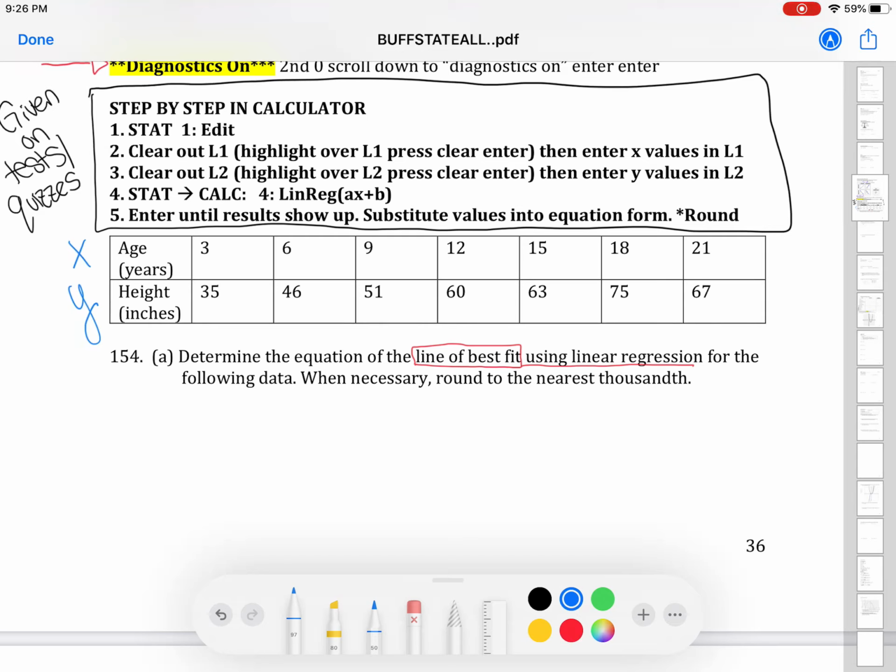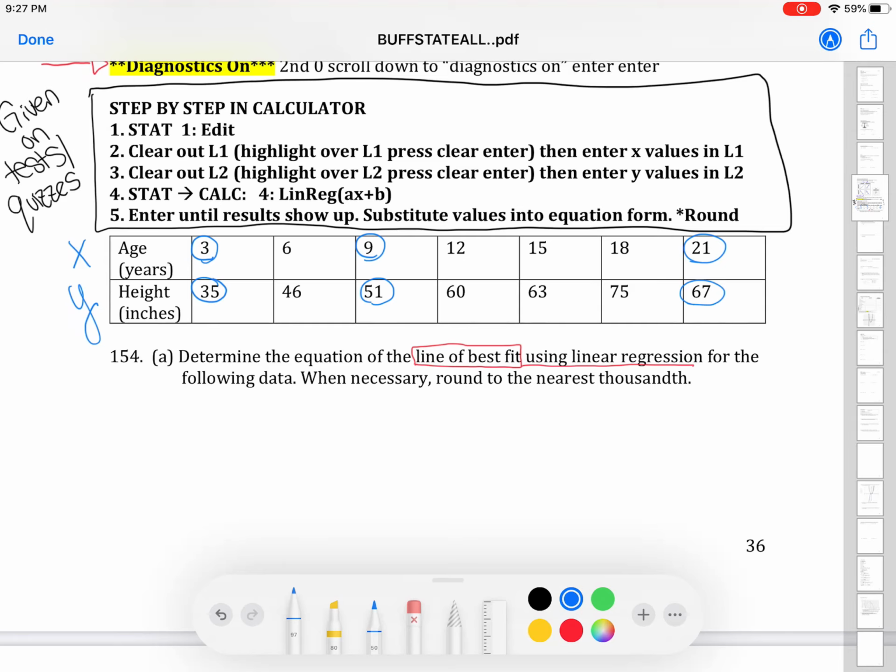So these people that are, hypothetical for this example, documented the age and height of certain people. So a 3-year-old that they took the data on has a height of 35 inches. A 9-year-old has a height of 51 inches. A 21-year-old has a height of 67 inches, and so on.